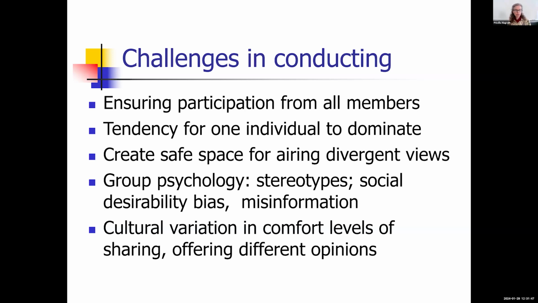And then there's a lot that can be learned from group psychology about how people behave in groups, and that needs to be taken into account. If somebody says something, is everybody going to feel they have to agree? Are people going to talk in stereotypes? We talked about social desirability bias. People want to present themselves in a good light. And then what happens about misinformation? You have to think beforehand about how to deal with these. And then there's cultural variation in comfort levels of sharing and offering different opinions. In some cultures, particularly if somebody is of higher status, you would not want to express a different opinion, even if you hold one.